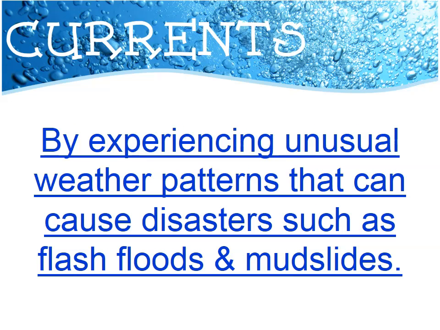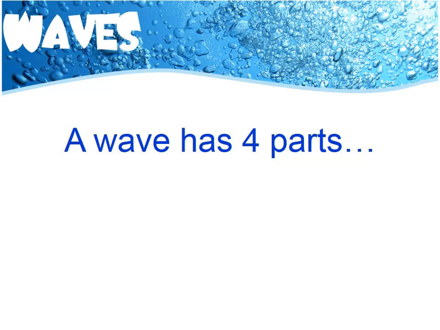What it does to our weather is it causes us to have some very unusual patterns, whereas it may be warmer than it's supposed to be for a certain time of year or cooler than it typically is. And because of this, it can affect our rainfall, and it can cause things such as flash floods and even mudslides. So everything we have talked about so far pertains to currents, those little rivers in the ocean.